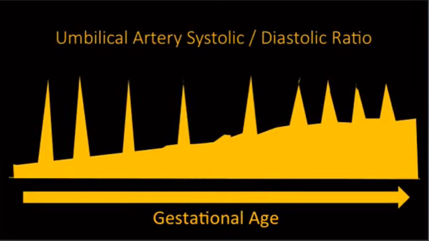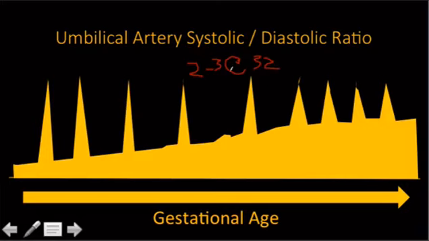So basically the rule is two to 3 at 32. Okay, so 2, 3, 3, 2. And what I'm saying here is a systolic to diastolic ratio of 2 or 3, in other words, less than 3 at 32 weeks, never more than 3 at 34 weeks. And that's the hard number to remember.